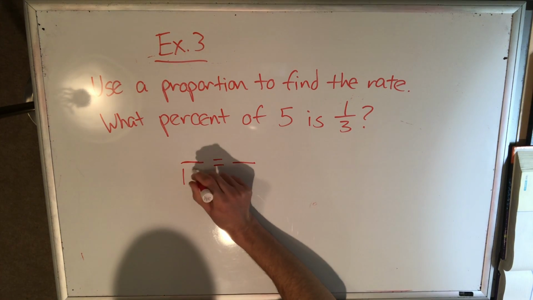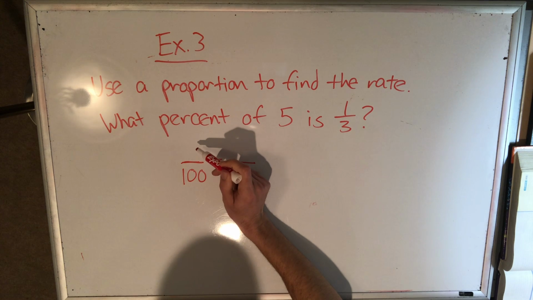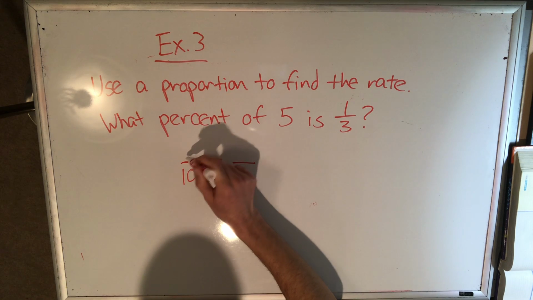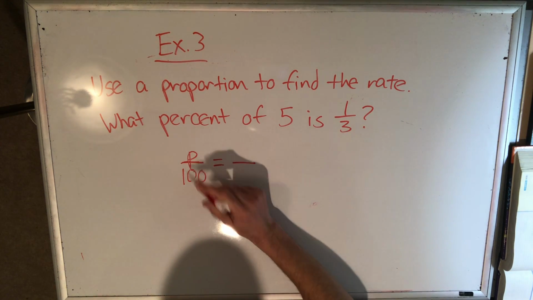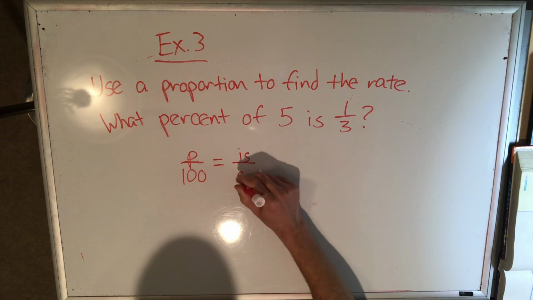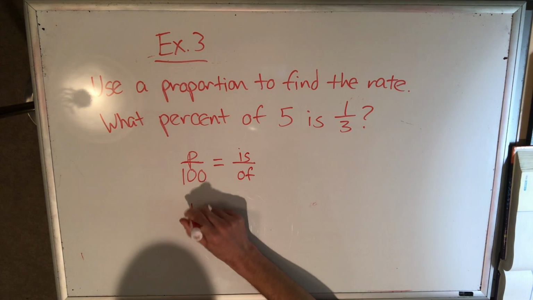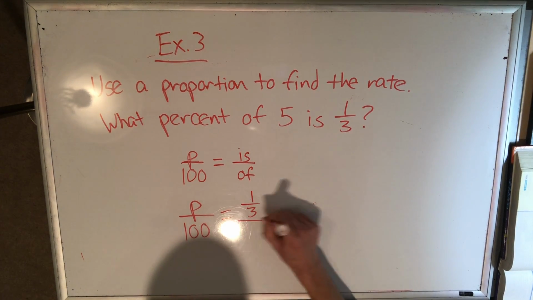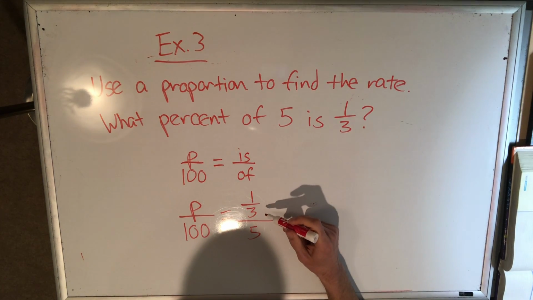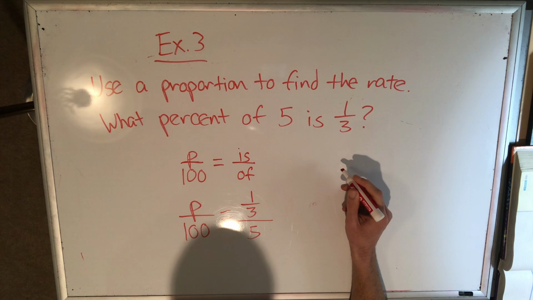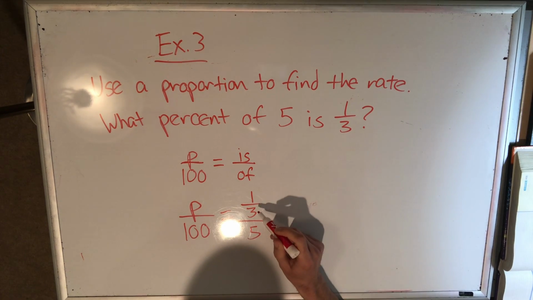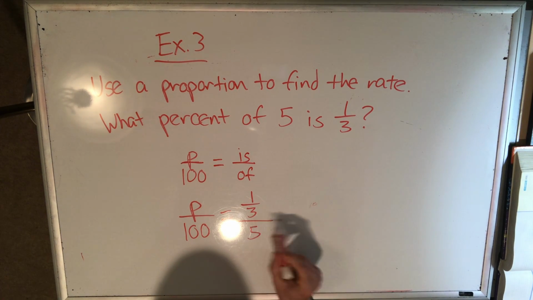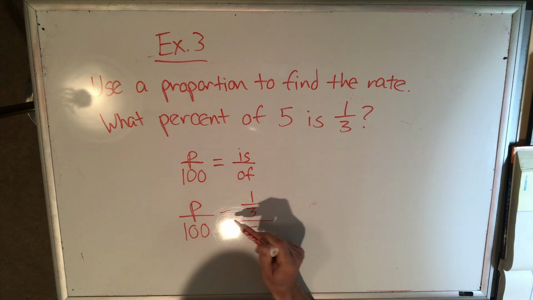Percent tells you how many hundredths you have, so what percent would be p over 100 or x over 100? I'll go with p over 100, and then equals the is number over the of number. So we have p over 100 equals 1/3 over 5. A fraction line means division. Actually, instead of simplifying that by doing 1/3 divided by 5 and doing copy dot flip, we have two equal fractions, so we can cross multiply.